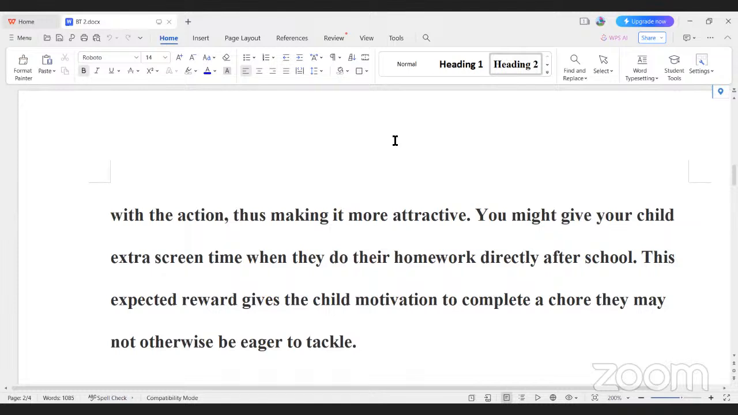So this is one way of positive reinforcement. This expected reward gives the child motivation to complete a chore they may not otherwise be eager to tackle. Even if the children are not interested in doing it, because of the extra screen time, they try to complete the homework. It is a positive type of reinforcement.